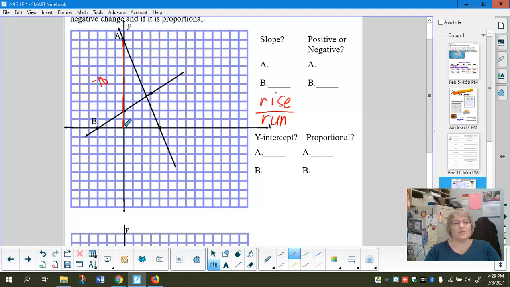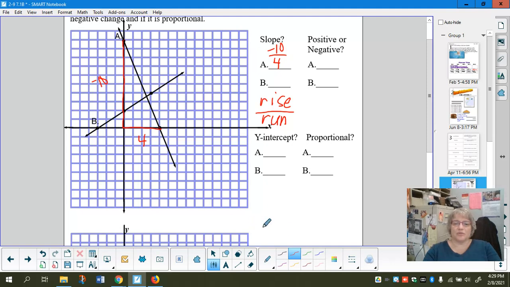And then we run 1, 2, 3, 4. Positive 4 to the right. So our slope for letter A is negative 10 over 4. And you can simplify that, but you don't have to. You could do negative 5 halves. We usually do not change it into a number with a decimal. We usually use it as a fraction because it means the fraction of rise over run.